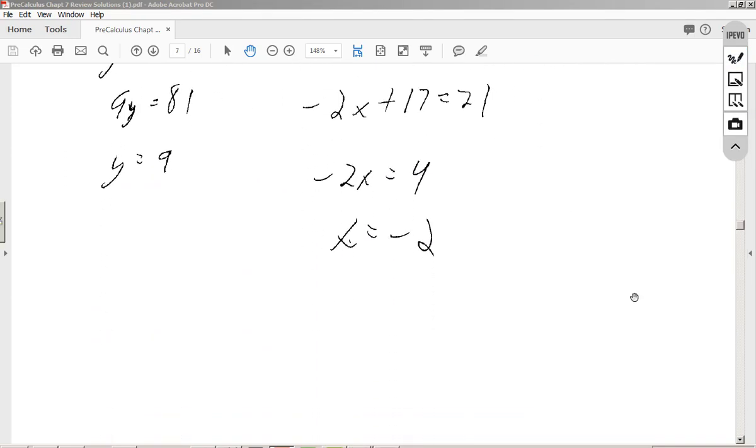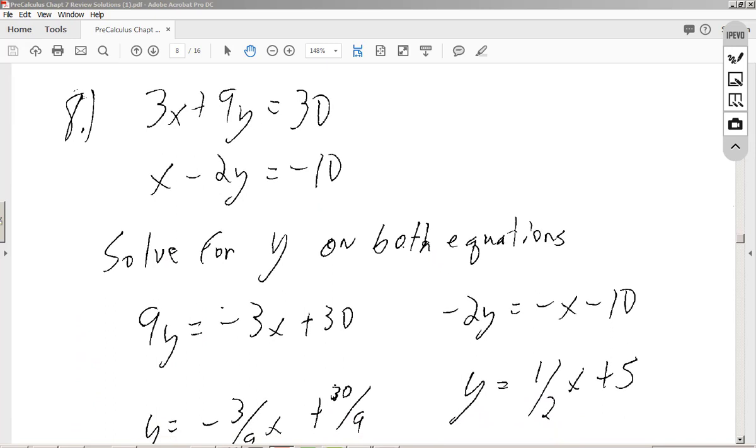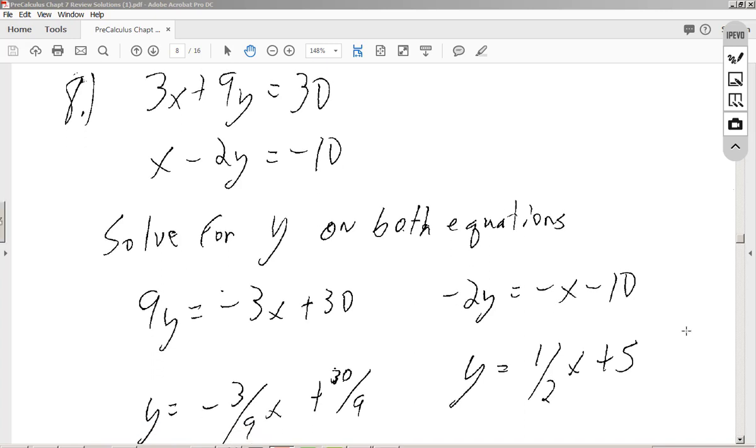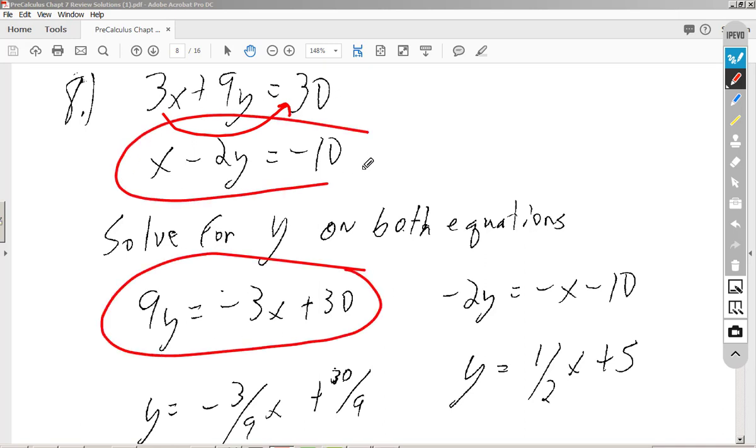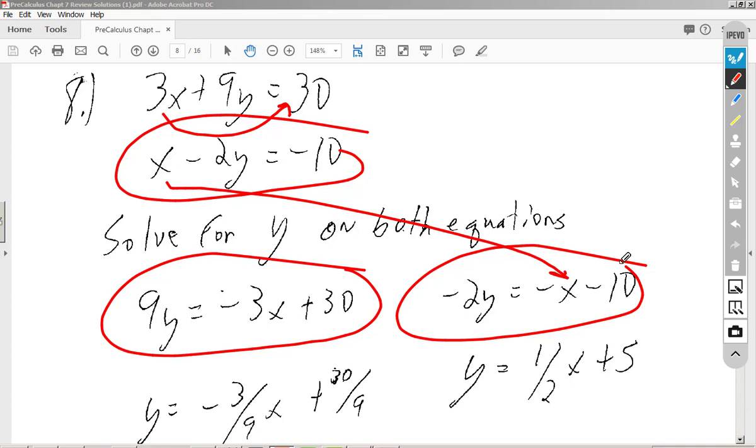On this next problem, number 8, it says we've got 3x plus 9y equals 30, and x minus 2y all equals negative 10. The directions say to solve the system graphically. So to solve this system graphically, you're going to solve for y on both equations. So notice, I'm going to take this 3x and move it over next to my 30. So I got 9y equals negative 3x plus 30. And I'm going to take this x and move it over next to my 10. So I have negative 2y all equals x minus 10.